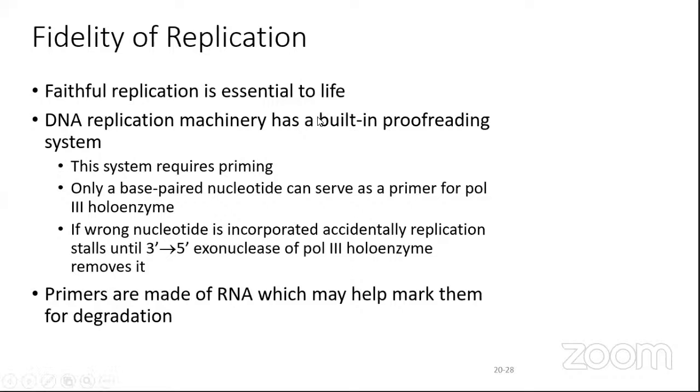So this 3 dash to 5 dash exonuclease activity removes the mispaired bases, and the proofreading system is made possible.